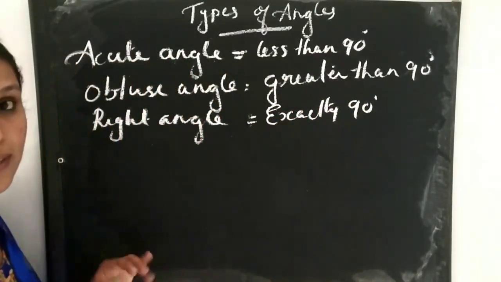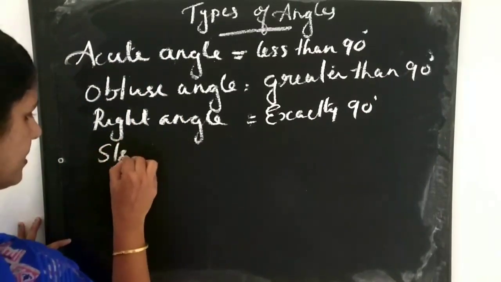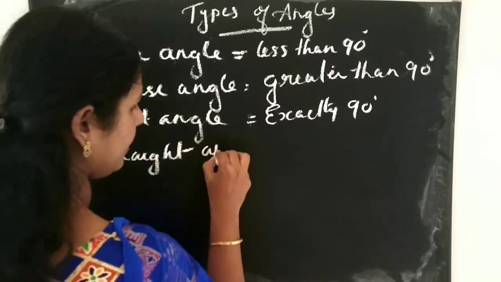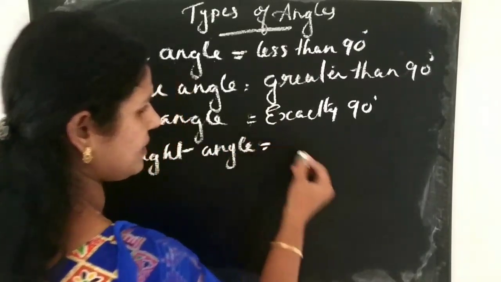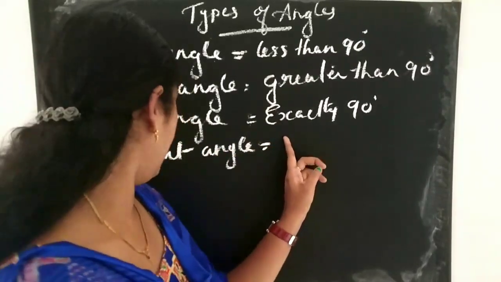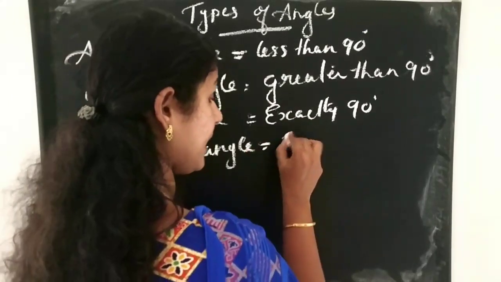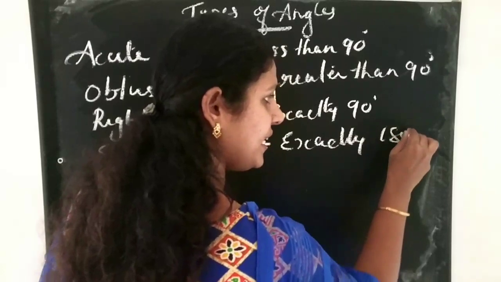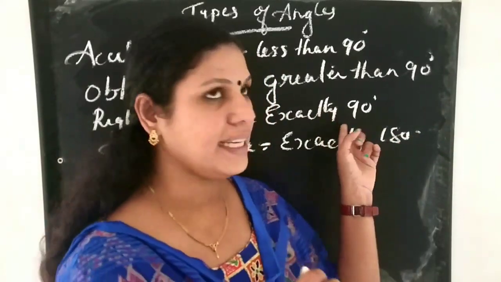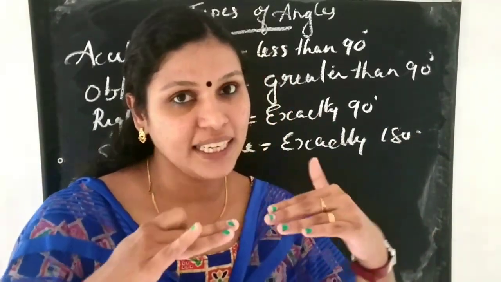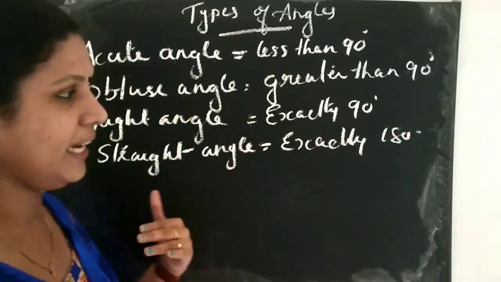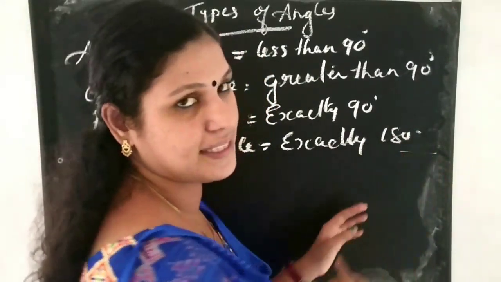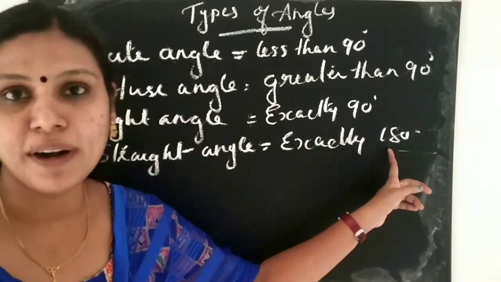Then we studied about a straight angle. What is a straight angle? A straight angle is exactly 180 degrees. Exactly 90 degrees is a right angle, exactly 180 degrees is a straight angle. Straight line, straight angle. A straight angle is exactly 180 degrees.